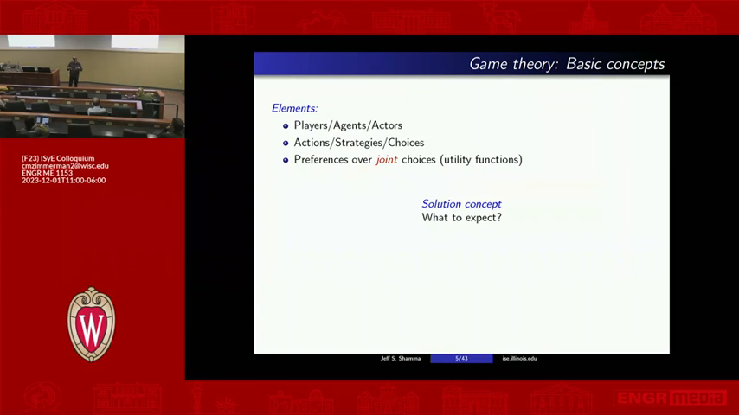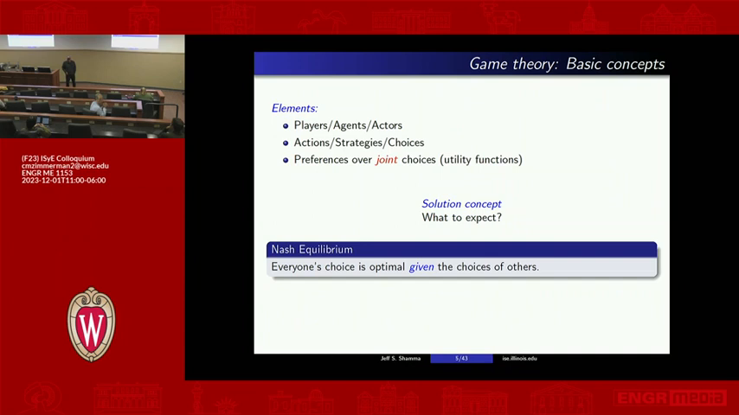Both parts are there. And so now that we see that we're in a game setting, a solution concept is asking what will be the emergent outcome. Okay, what do we expect to see in such a setting where people's decisions depend on what they do and on what others do? A very widely discussed one is that of Nash equilibrium. In a Nash equilibrium, everyone's choice is optimal given the choices of others.